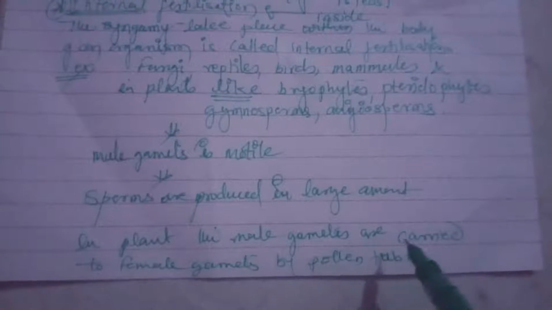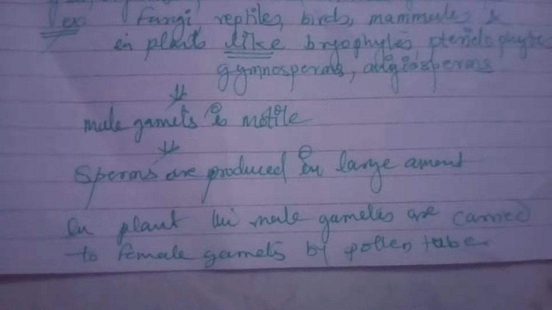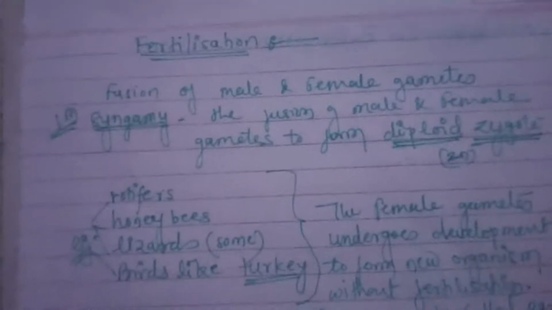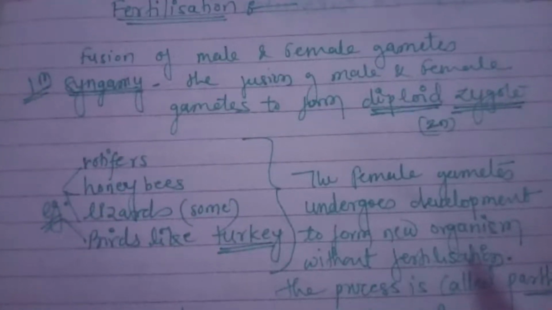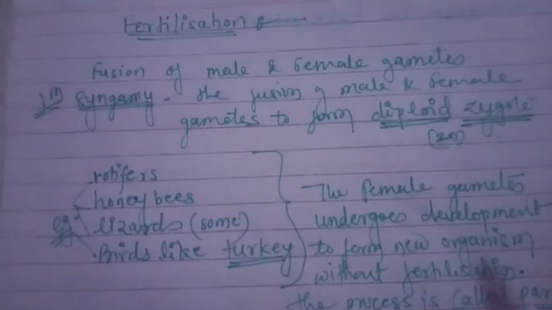We will learn this next in sexual reproduction in flowering plants. What is that? In plants, how does reproduction take place? In internal fertilization, the male gametes are carried to the female gamete by the pollen tube. This is very important. Okay, so far we have discussed the definition of fertilization, that is, the fusion of male and female gametes to form a haploid zygote. It is called syngamy or fertilization.